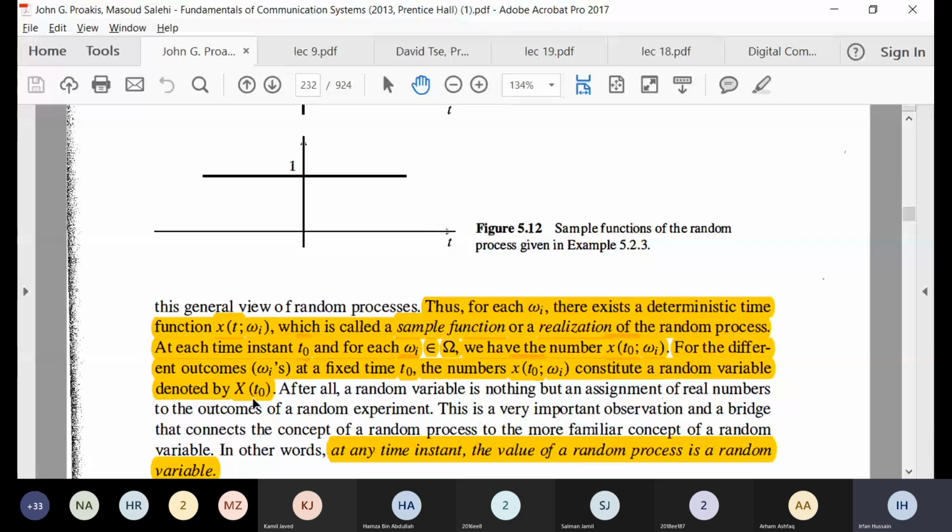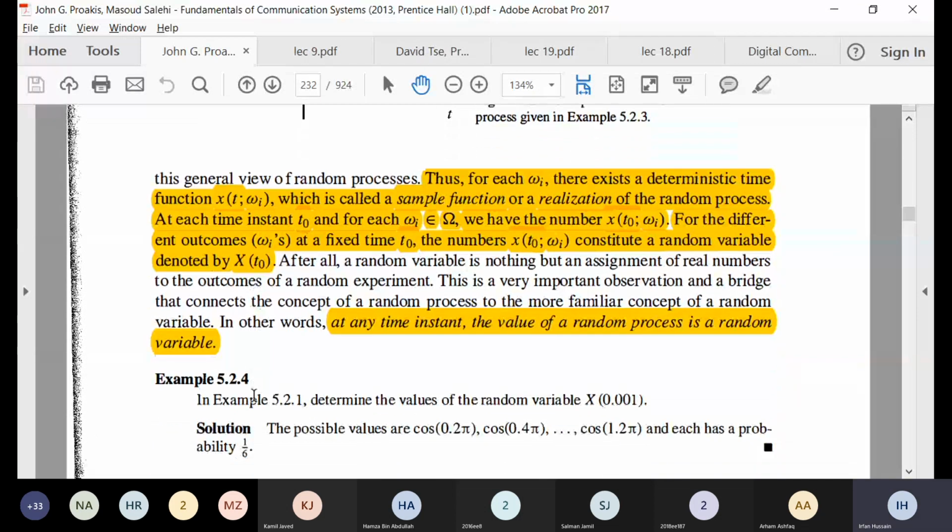Is everyone understanding? So you can see random variable is nothing but an assignment of real numbers to the outcome of a random experiment. So we are doing the same thing now. The very important observation, and it bridges the concepts of a random process to the random variable: at any time instant, the value of a random process is a random variable. So if you fix time, this random process will become a random variable.